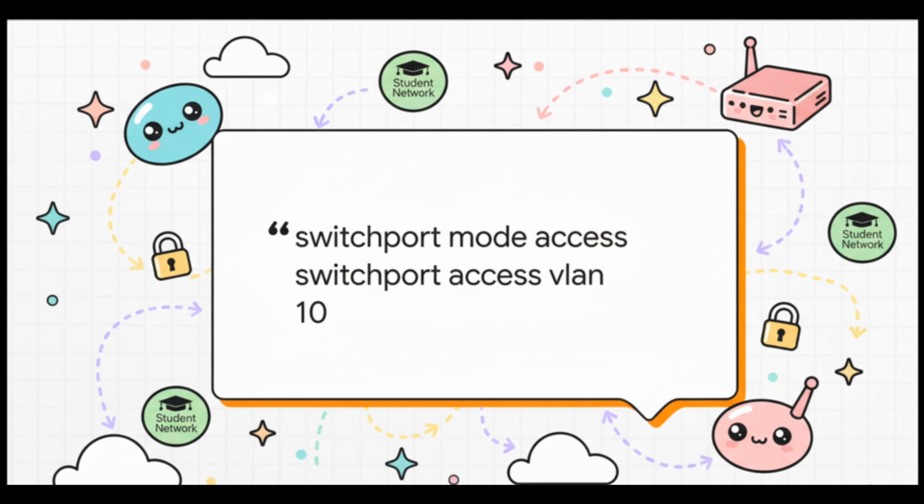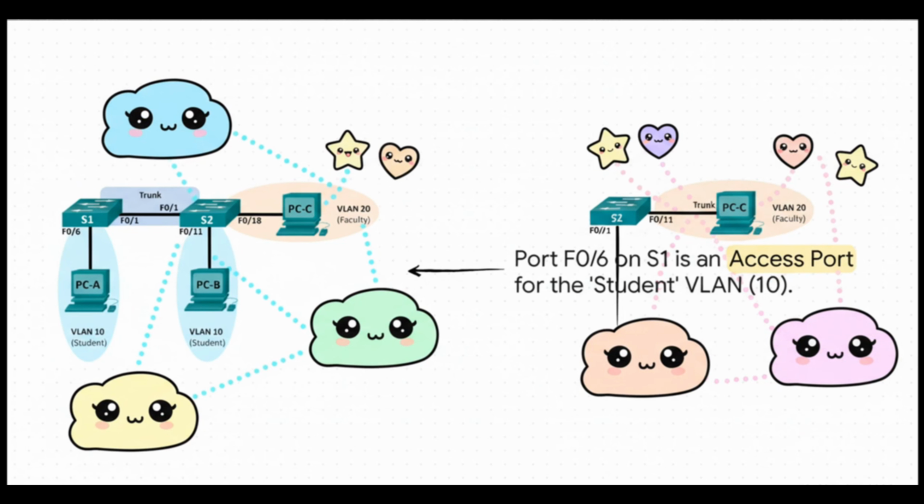That first line just tells the switch, hey, this port is an access port. The second line says, and by the way, any device you see plugged in here belongs to VLAN 10. And that is literally it. You've just assigned that physical port to the student virtual network. So, if we apply this to our diagram, port F0/6 on that first switch, where PC-A is plugged in, is now set up as an access port for VLAN 10.